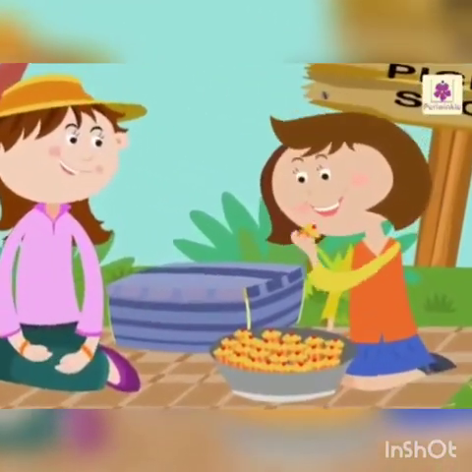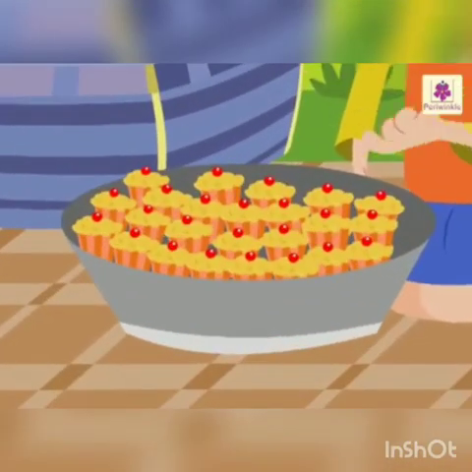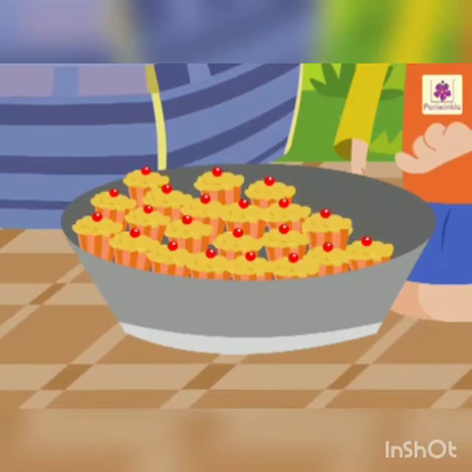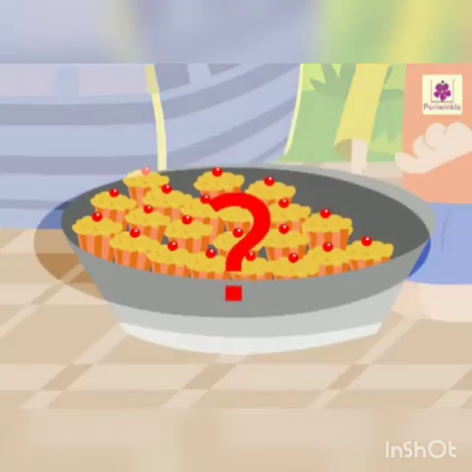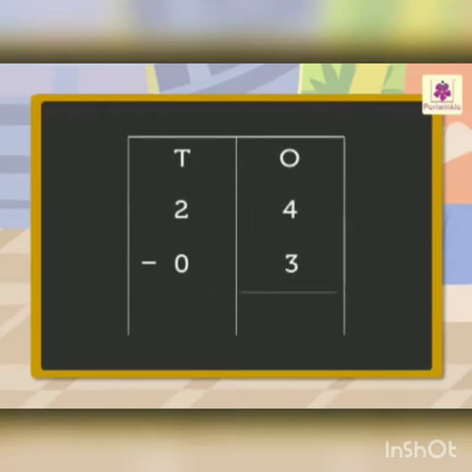Look, Nancy is eating yummy cupcakes. There are 24 cupcakes. Nancy ate 3 cupcakes. How many cupcakes are left? Let's subtract 3 from 24 to find how many cupcakes are left.